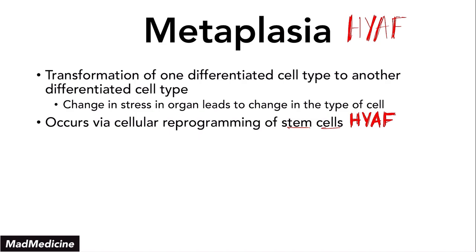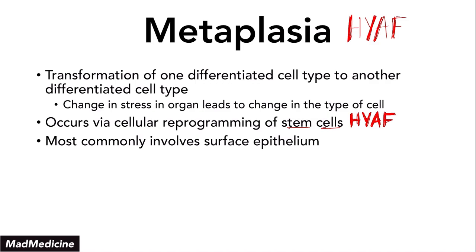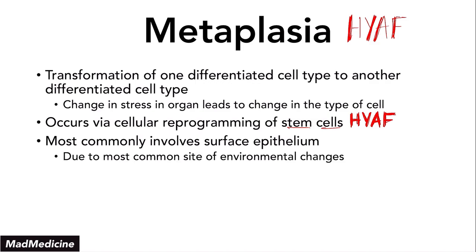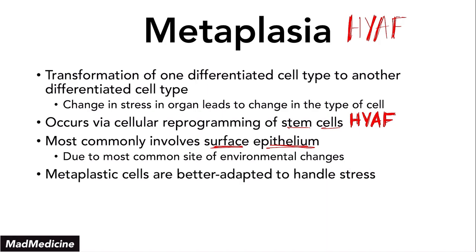So what happens in metaplasia? Well, most commonly, metaplasia is going to occur at the surface epithelium, because this is the most common site of the environmental changes that our body is faced with, right? So for example, if you're talking about the stomach lining, that occurs at the most superficial level, at the surface of our stomach lining. And the reason is that's where the environmental impact is affecting our body at that moment. So usually this is a cellular adaptation that occurs at the surface epithelium. Very rarely is it going to be deeper than that. And the reason all this happens is because these metaplastic cells are going to be better adapted to handle the stress that's being placed upon them.